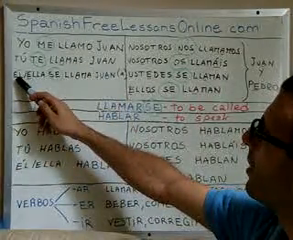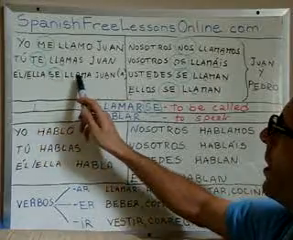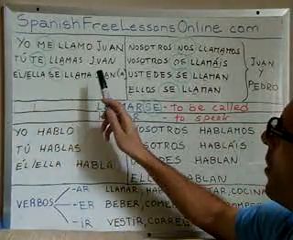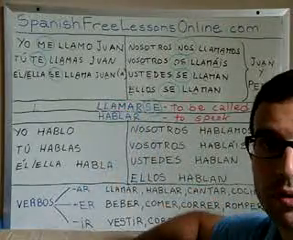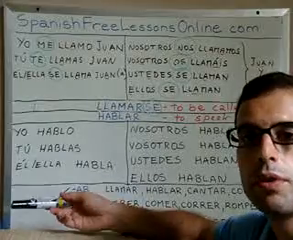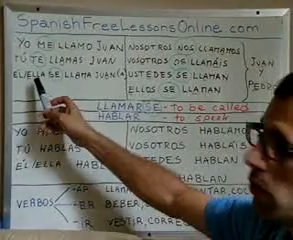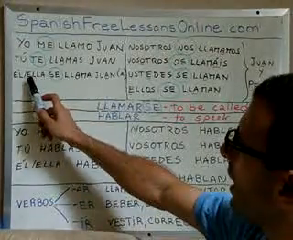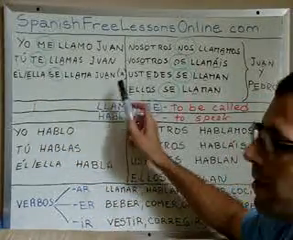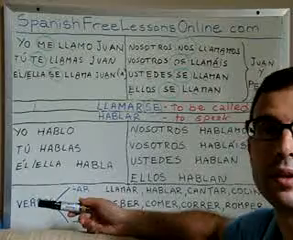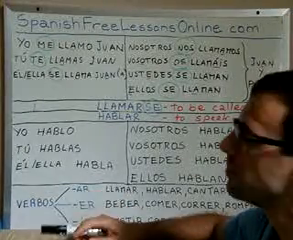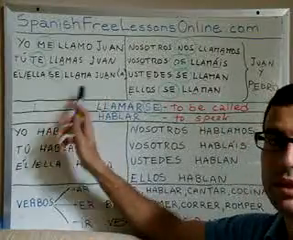Él se llama Juan. He himself called Juan. Right? Or it means he is called Juan. Or if we want to use she, ella se llama Juana. Okay? Because Juana is a female form of the name Juan. Juan would be John in English.